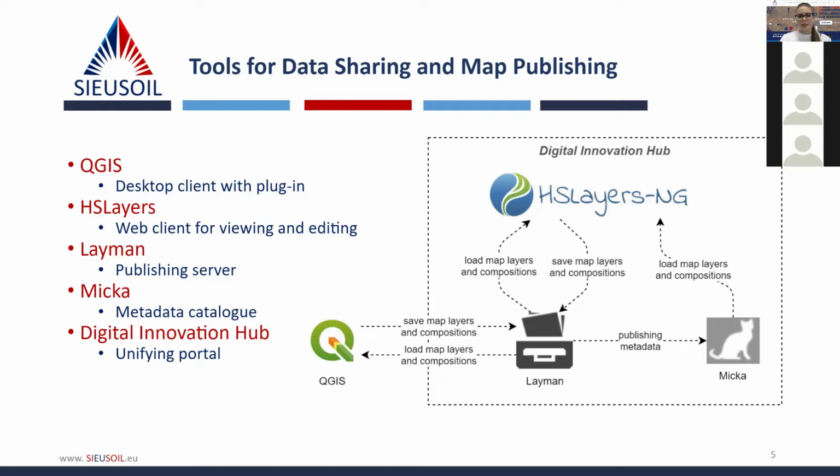All these tools are separate, but in order to publish the data, it's necessary to look at these tools as one complete line. In this slide, you can see how these components communicate with each other. You can publish layers, compositions, or just view them online using the aforementioned HS Layers NG web tool or the QGIS desktop client. Then there is a component that is not visible to the user. It is the Layman, or layer manager, to which we supply geodata, and it processes it into the OGC standard mapping services like WMS or WFS.